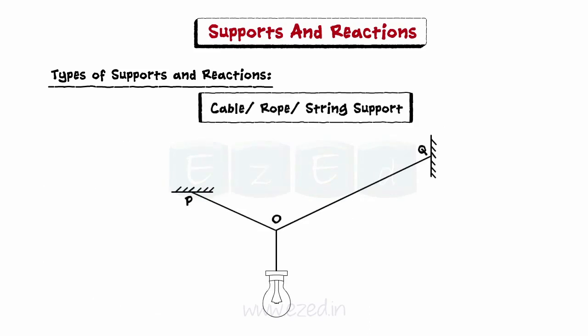Consider a lamp suspended by two strings. A string, rope, or cable support offers only a pull force in a direction away from the body. This force is also called tension force. Hence, both the strings exert a tension force on the lamp.